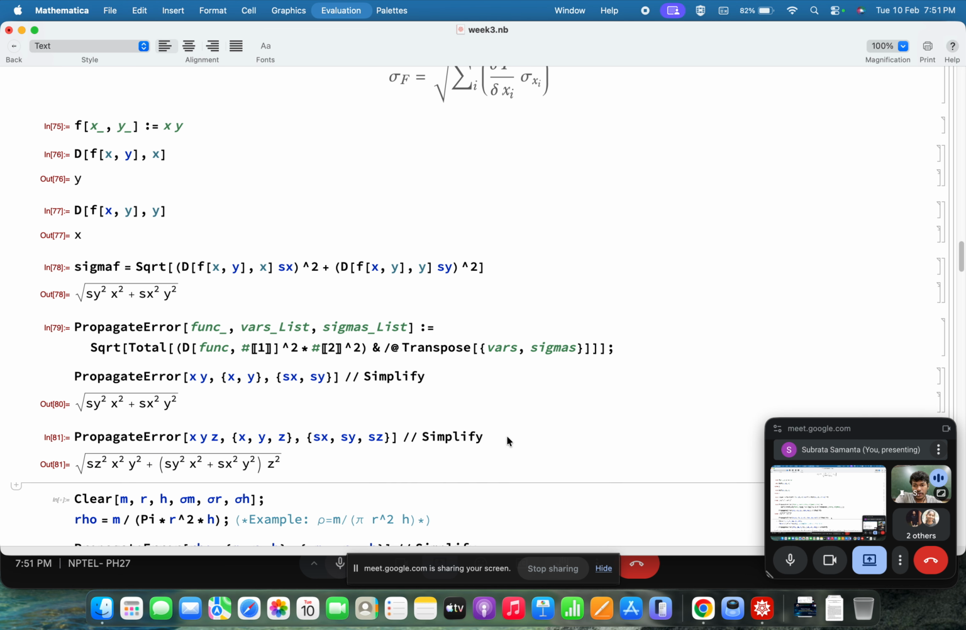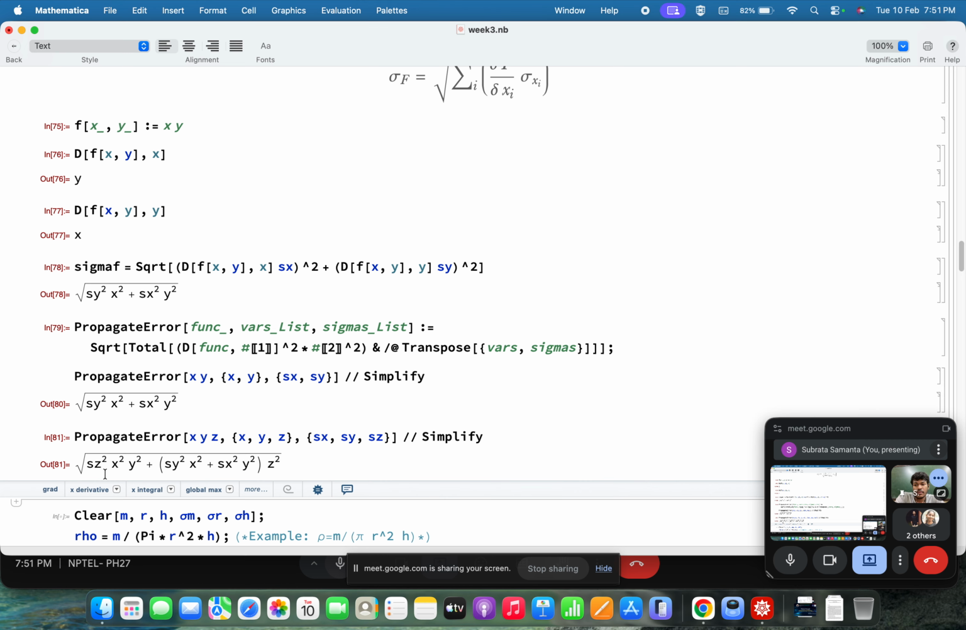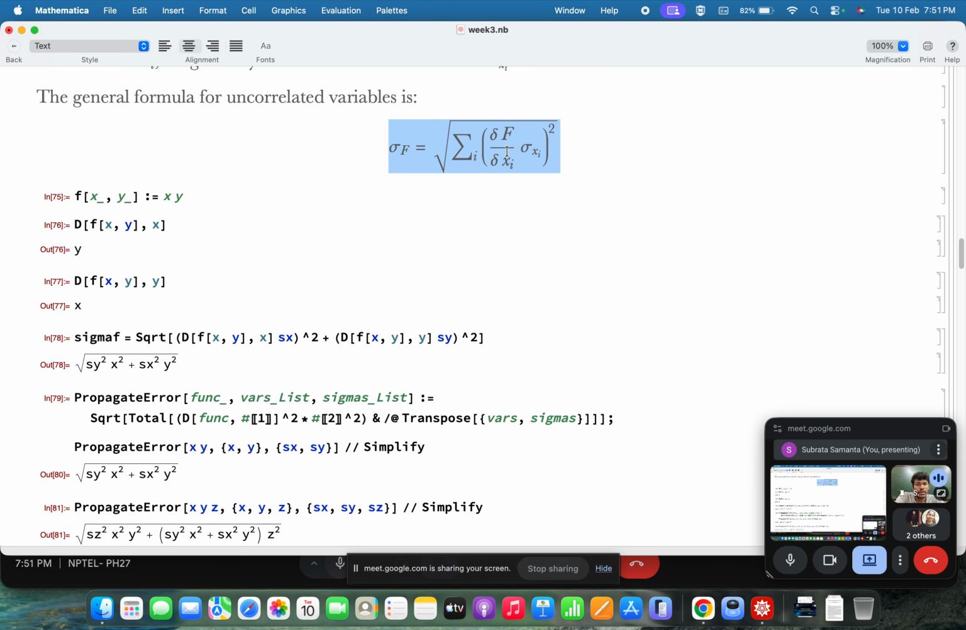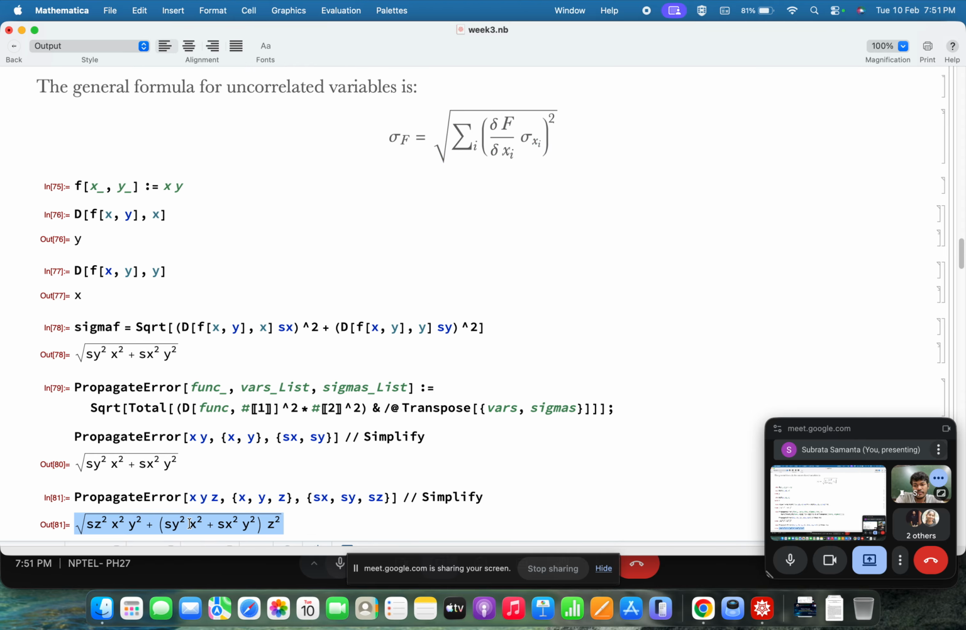Then you can calculate the error. You can calculate using this formula and cross check this. This is your exercise. For the function f of x y z, you first calculate the derivative with respect to x, then the derivative with respect to y, and then the derivative with respect to z, and you just multiply these. You see you are getting these things.